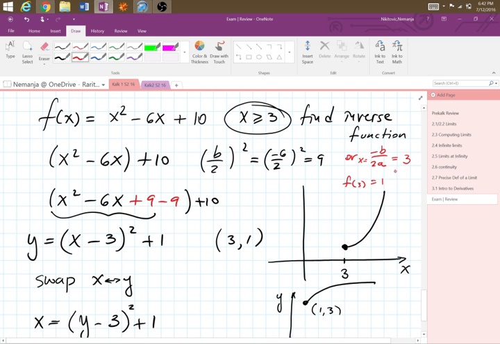And then you can use that if you know the form y equals a times (x minus h) squared plus k. You just computed your h and k. This is your h, this is your k. And a is 1 because that's the coefficient of x squared.